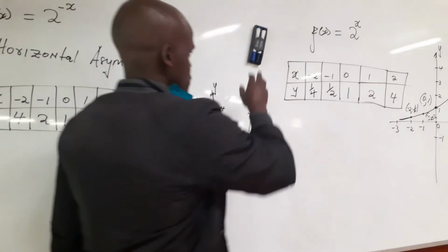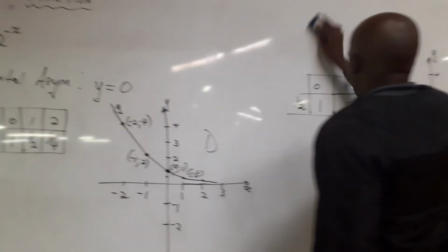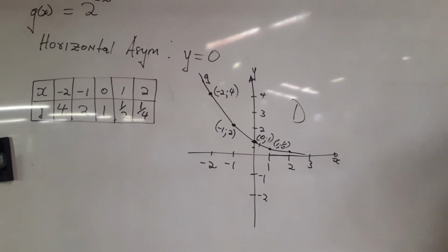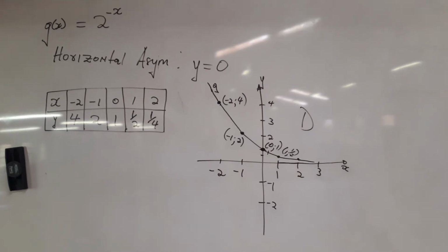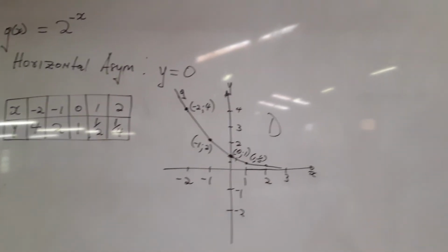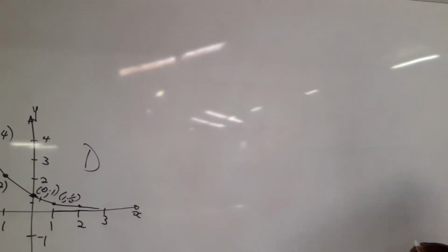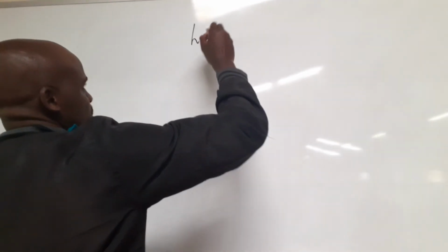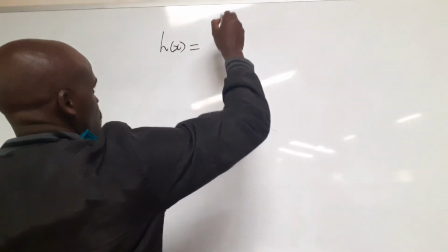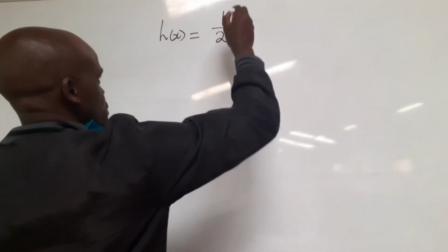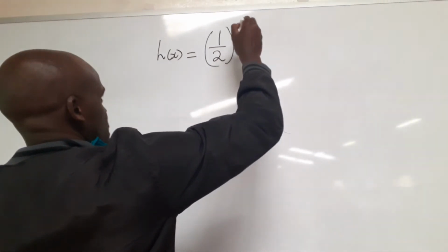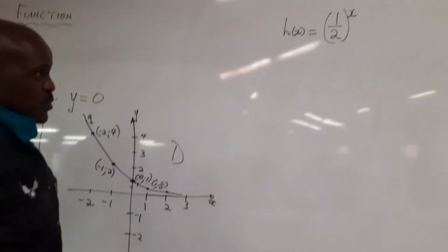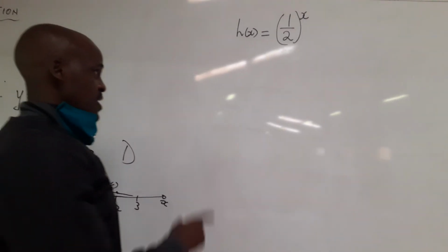Right, let's look at this one now. We are saying if the exponent is negative, that will be a decreasing function. But that's not always the case. Let's look at this. H at x is equal to 1 over 2, exponent x. The exponent is positive. Our exponent is positive. Right. Let's sketch this graph.